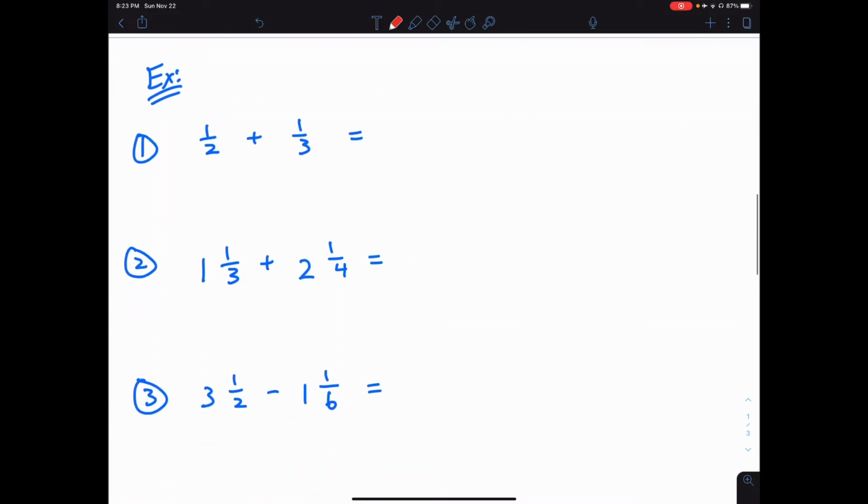Let's take a look at the following. Number one, we have 1/2 plus 1/3. So right now, they're both proper fractions because the numerator is smaller than the denominator. So now we just need to figure out, okay, what is the lowest common denominator between 2 and 3? And you guys will know that to find the lowest common denominator, if they have nothing in common, you can just multiply them together. So in this case, 2 times 3 would be 6. So both of them will change the denominators into 6.